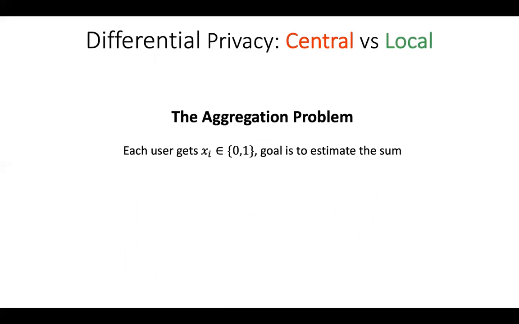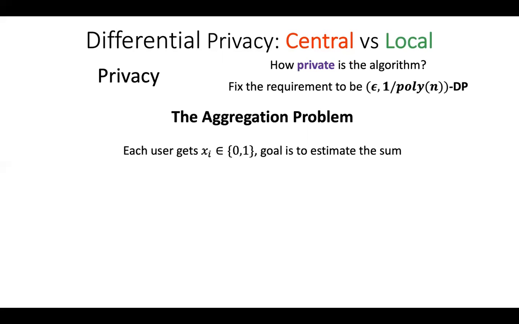So now let's compare these two models for the most basic aggregation problem, in which every user gets a single bit, and the problem is just to estimate the sum. Very basic and simple. For a fair comparison, we want to fix the privacy requirement to be constant epsilon and an inverse polynomial delta. This is the most important setting.